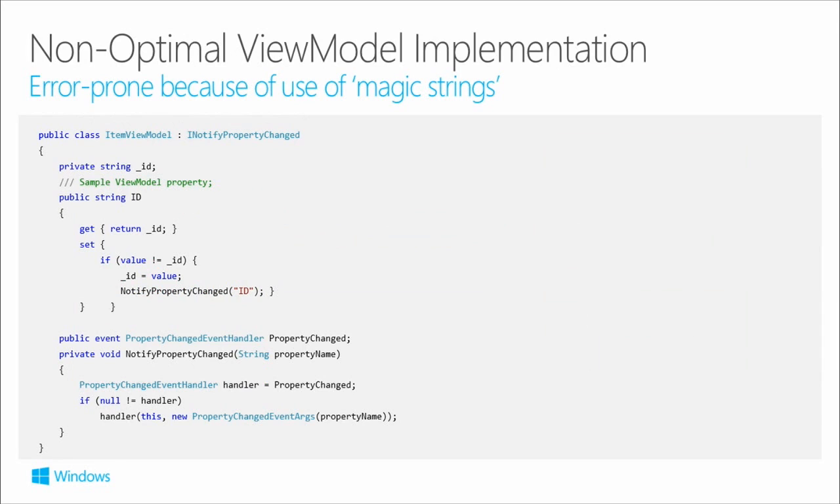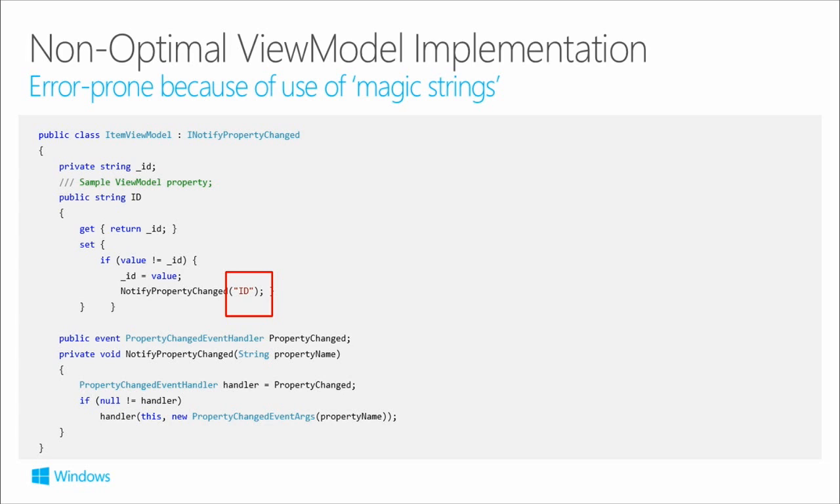Now the way that you do this is you need to instrument your setters. So here's a public property called ID, and you'll notice that in the setter, whenever that value changes, we call a method called NotifyPropertyChanged ID, which fires that PropertyChanged event, and it gives the name of that property.